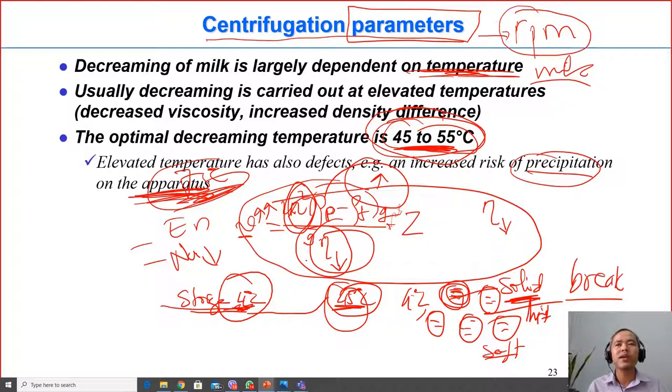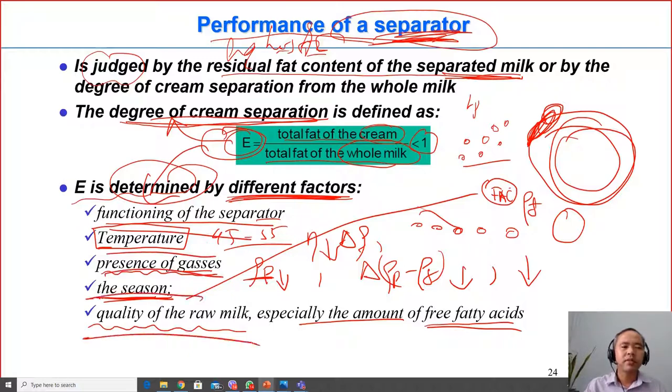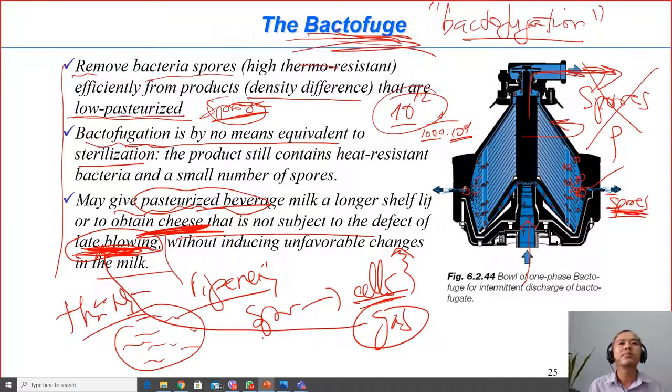Okay, and then what are the parameters of centrifugation? Of course, the first one is the rotation speed, but normally the machine is fixed with this. We cannot discuss that, so we discuss temperature, which is an important parameter. Centrifugation is carried out for milk at 45 degrees C, not 4 degrees C, because there are a number of reasons. The reasons we already discussed, you need to memorize. Performance of cream separation is determined by an E value, and the E is influenced by several factors. And you need to understand that, I already explained.